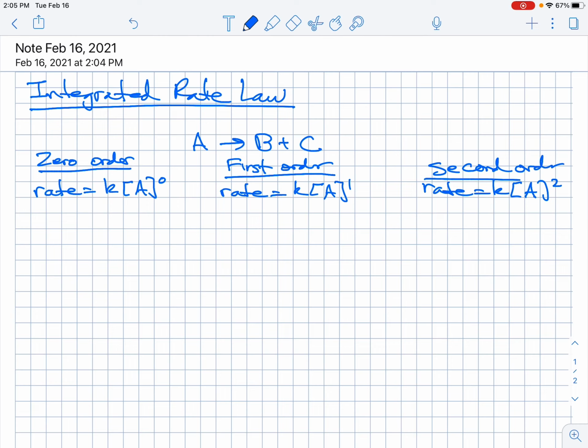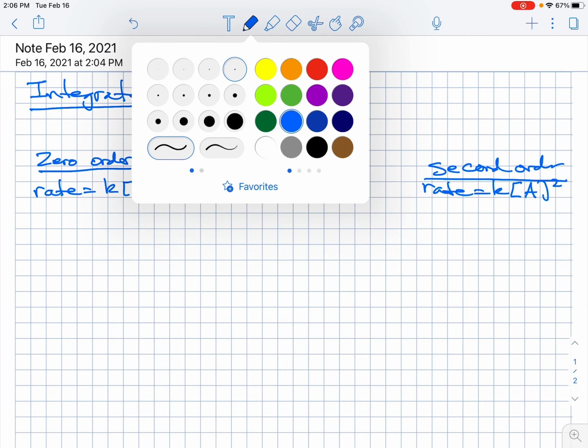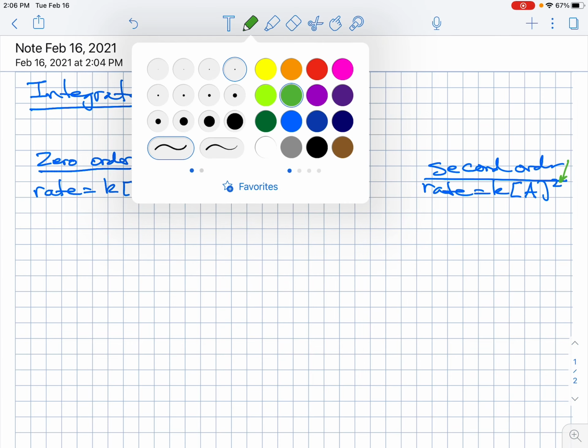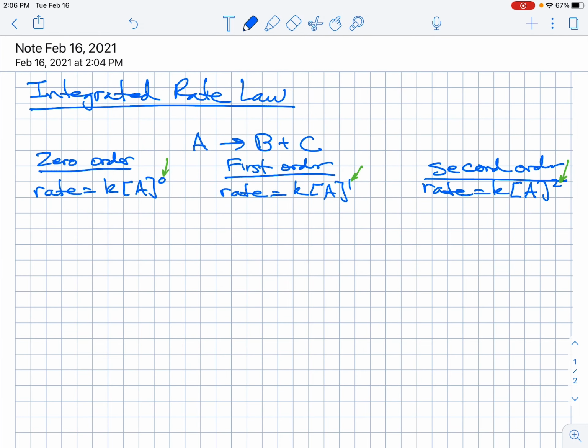So in other words, the powers that we write here, this power is known as the order. If it's zero order, that exponent is a zero. If it's first order, that exponent is a one. If it's second order, that exponent is a two. Now, it turns out, for math reasons that require calculus, which is beyond the scope of this course, there's another way to write these rate laws that's known as the integrated rate law.